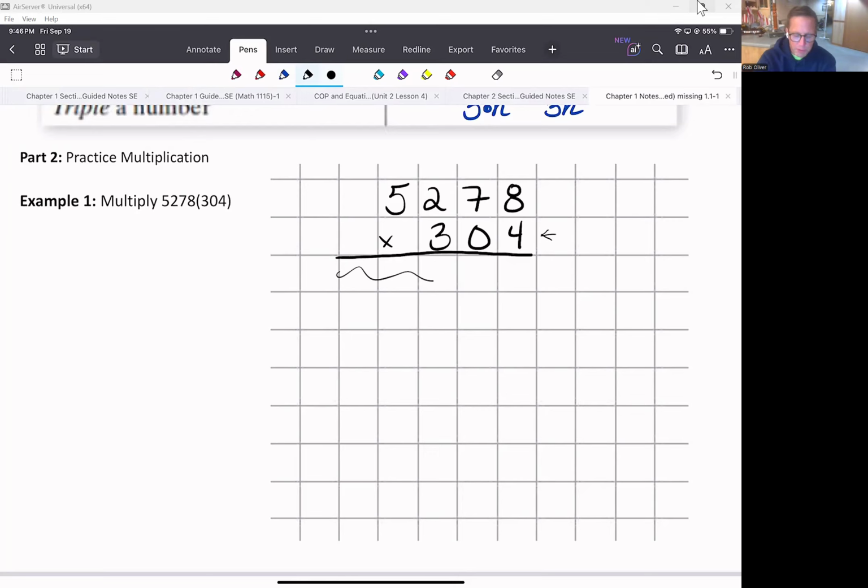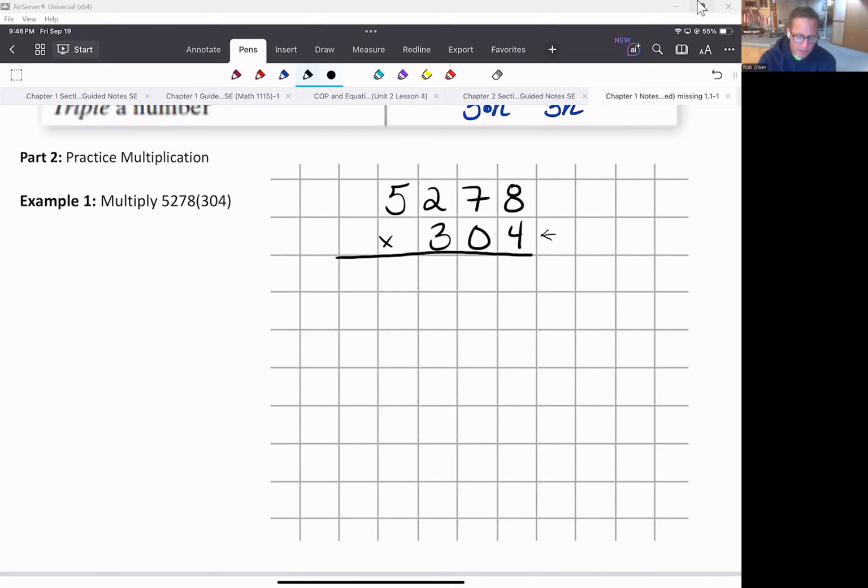You're going to have to do 3 rows of products here. So if you're not lining everything up, that can get messy and unorganized, and you can accidentally have numbers lined up wrong, perhaps, or just in a way that you don't want them to be.